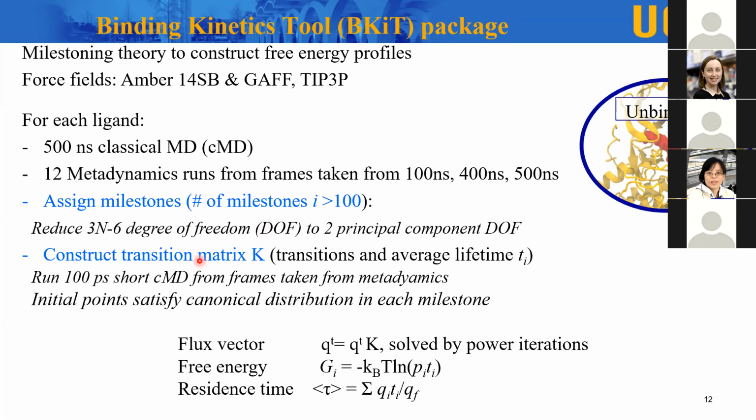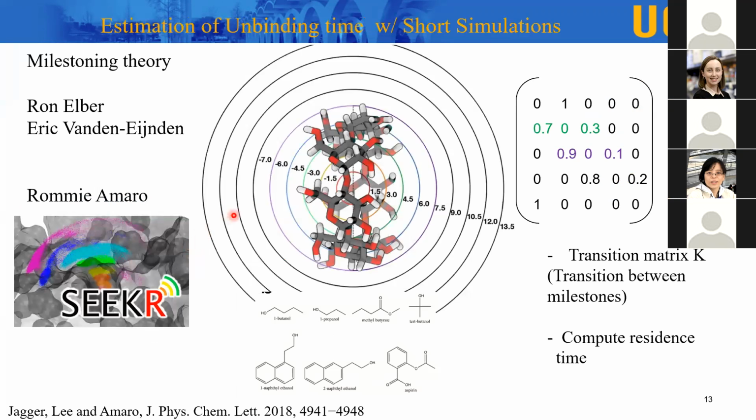And then there are two novel things that we have to modify in order to let this method work for this complex system. One is the new strategy to assign milestones, and the second one is the new strategy to get the free energy profile, basically constructing a matrix to get the free energy and residence time. The idea is from milestoning theory, but we have to modify it a little bit.